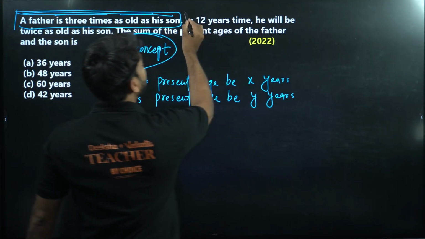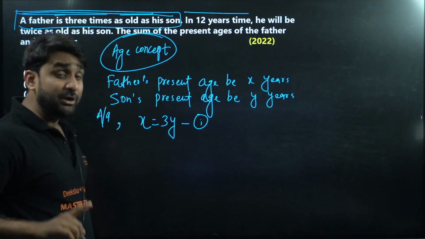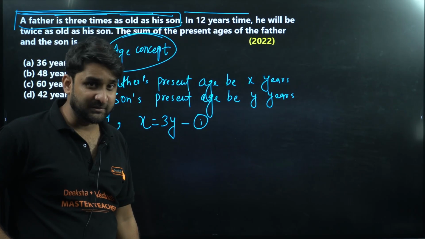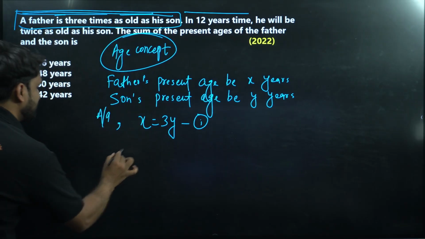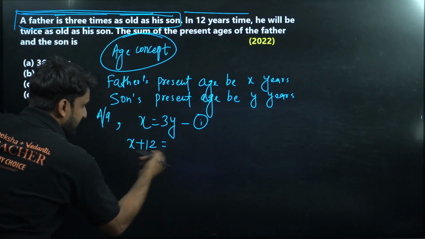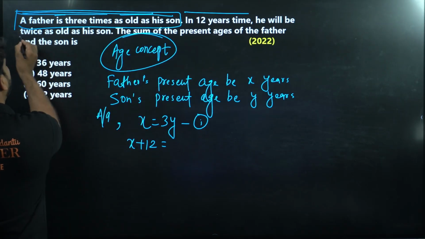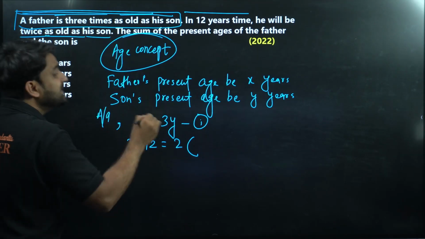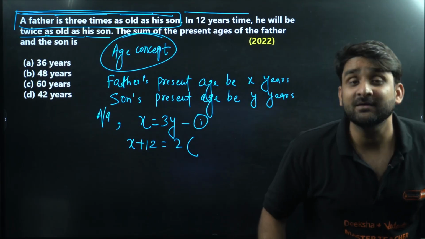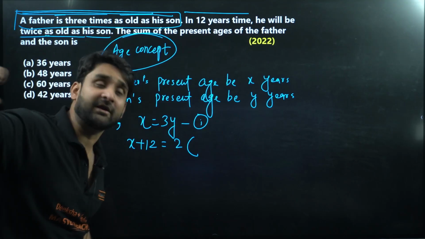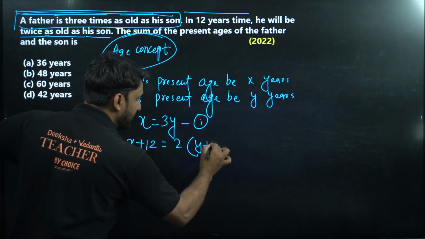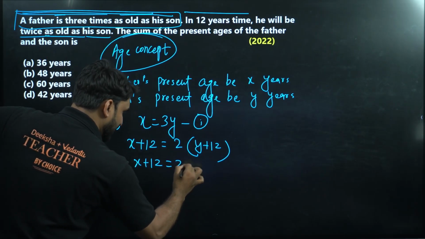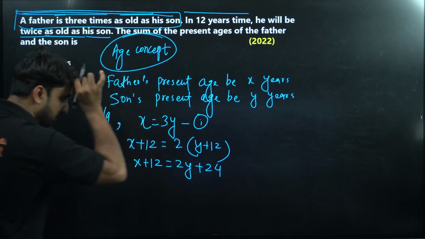Now, in 12 years time, the father will be 12 years older and the son will also be 12 years older because both are human beings. So after 12 years, X plus 12, the father will be twice as old as his son. Twice means 2 times, to which? The son, who will also be 12 years older. So twice Y plus 12. Now please solve this, open the bracket. X plus 12 is equal to 2Y plus 24. So we have this equation.